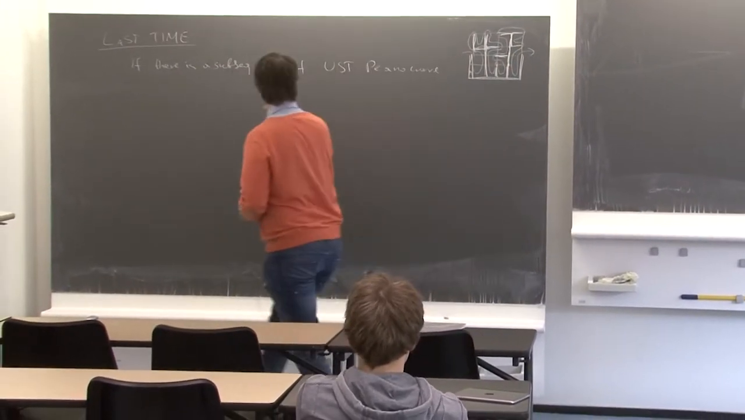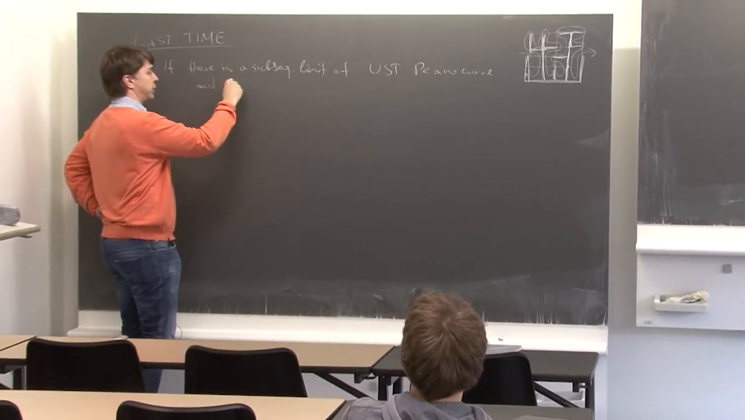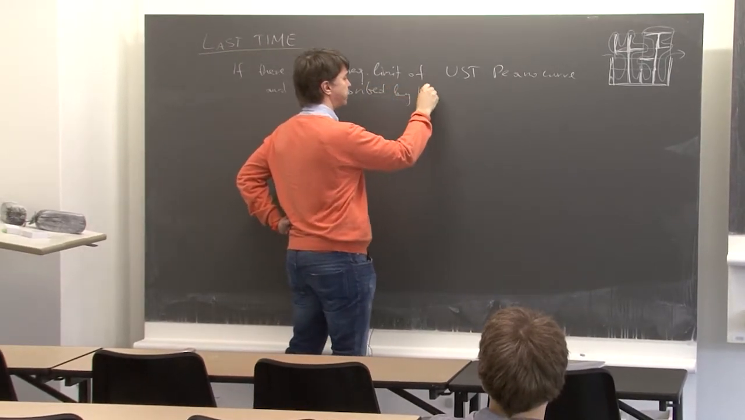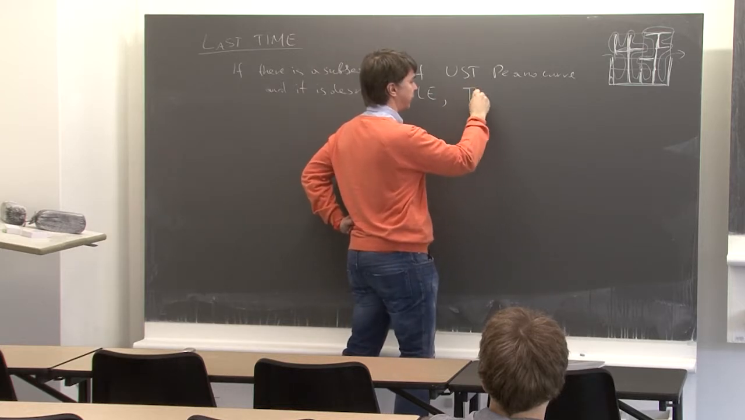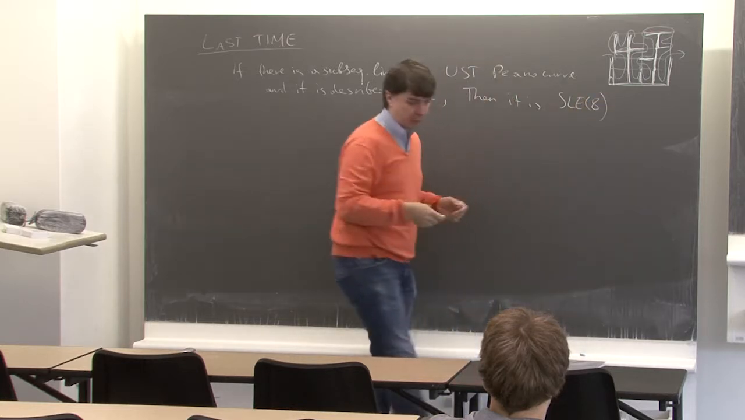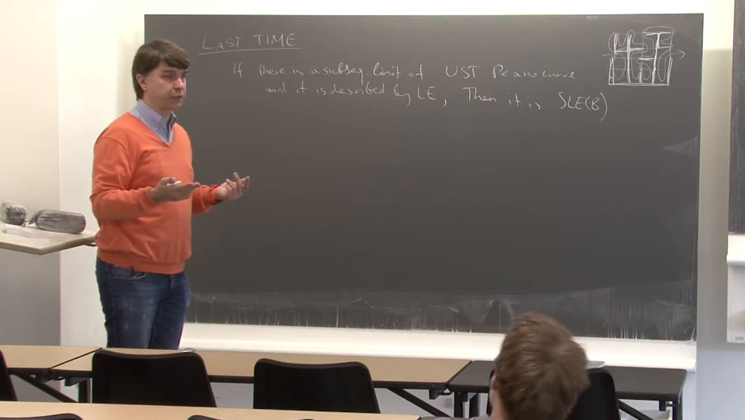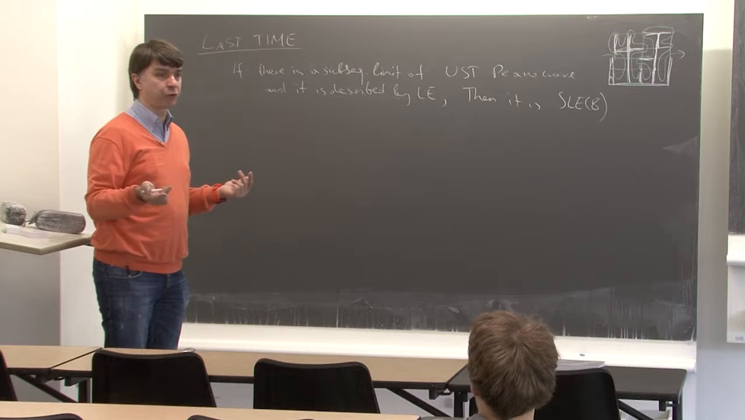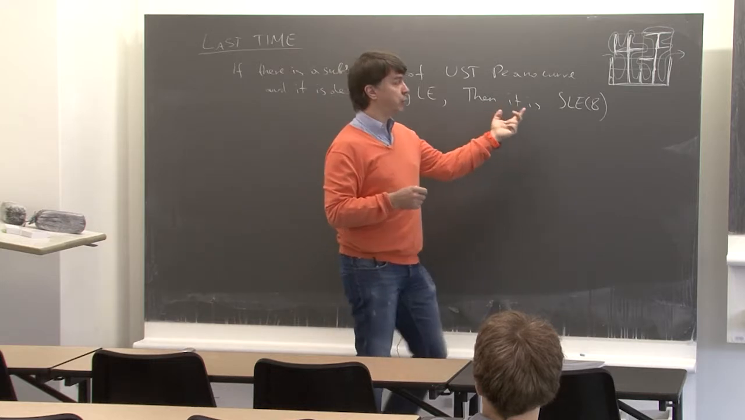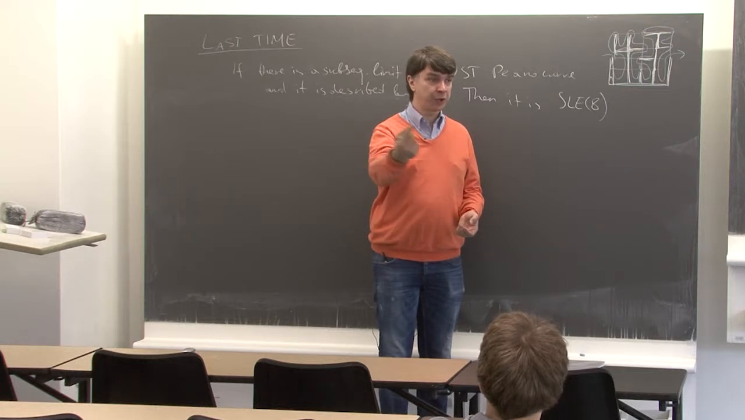So we prove that if there is a subsequential limit of the UST planar curve and it is described by Loewner evolution, then it is an SLE 8. So that's actually the main part of the proof, and essentially the big idea is that if you can calculate one observable, once something is described by Loewner evolution, you can get the driving force, because you just draw the curve, you sample the driving force, and you get two moments of it.